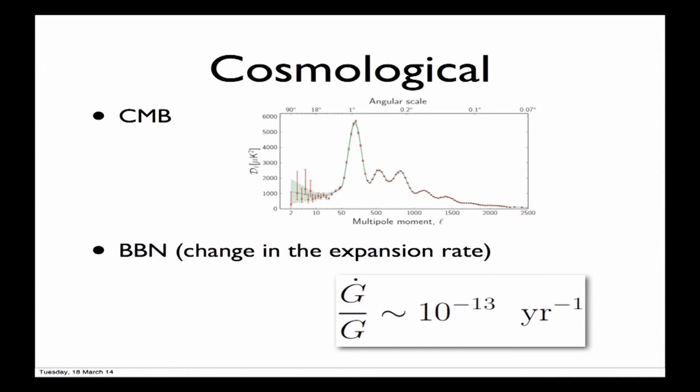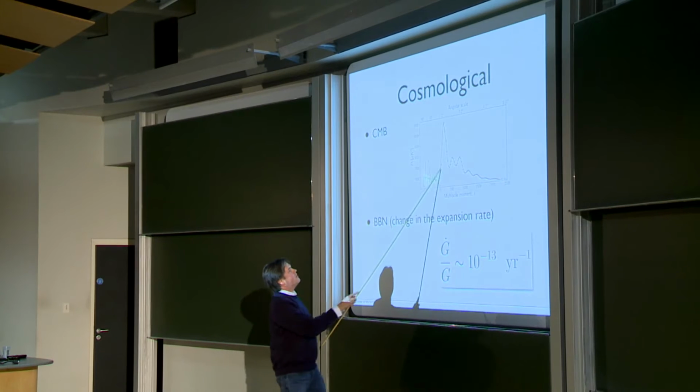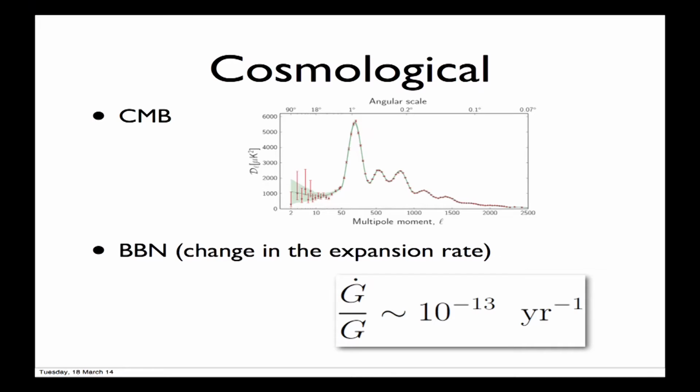Even with the CMB. Again, the CMB delivered yesterday. With the CMB, how would varying Newton's constant affect it? Well, you've got this exquisite map of the power spectrum of the CMB. This is the angular scale, large angles, small angles. This is the amplitude of anisotropies. The structure of this tells us a lot about what was going on at recombination.